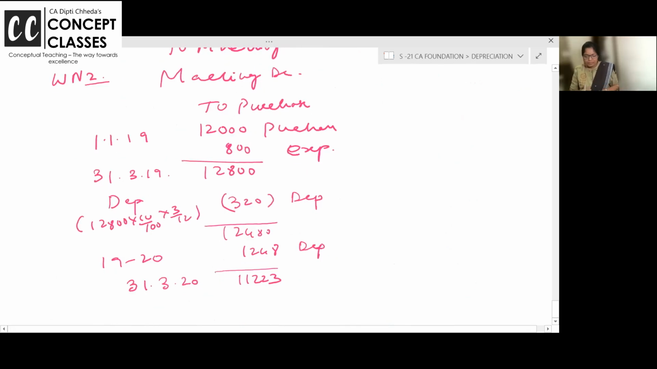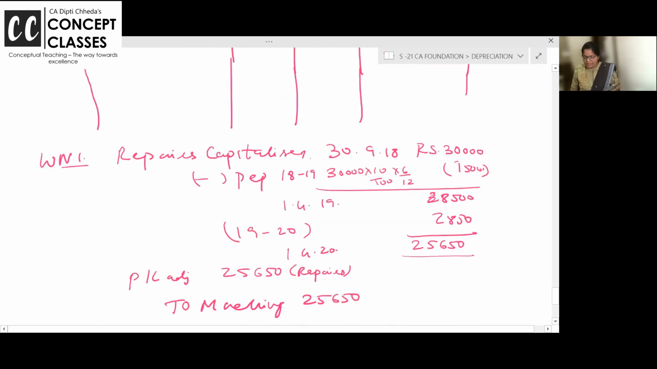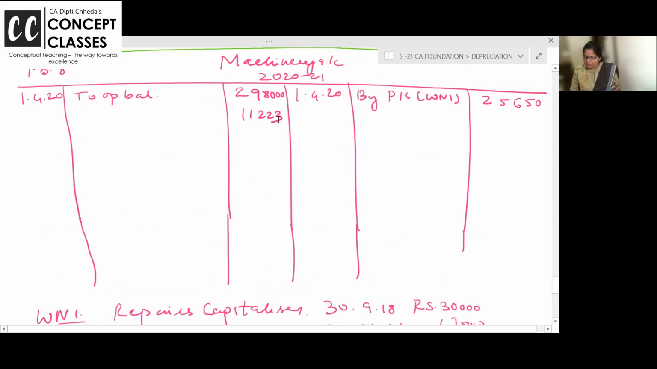Some calculation mistake. 12,480 minus 1,248. Yeah, even I am checking. 11,232. Sorry. 11,232. And what will I write for 11,232 on 1st of April? To P&L account. Now tell me, is this clear to all of you or not?